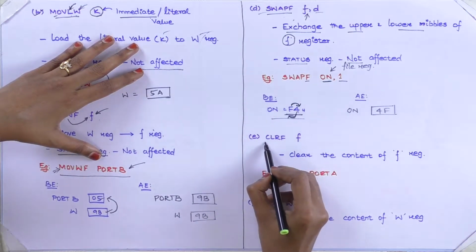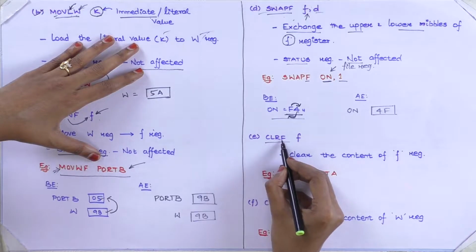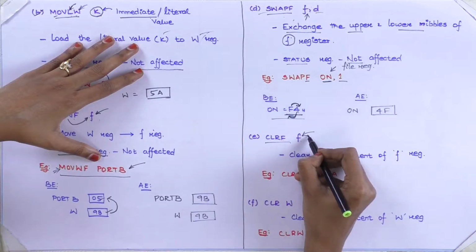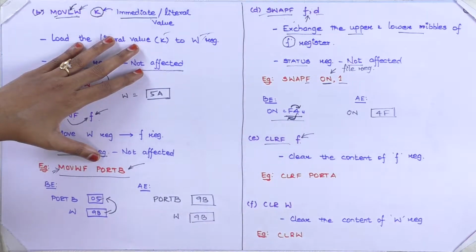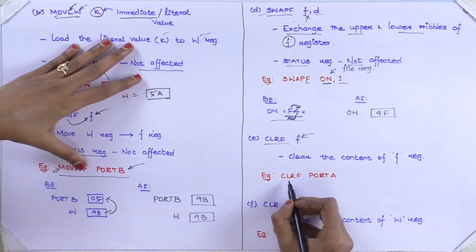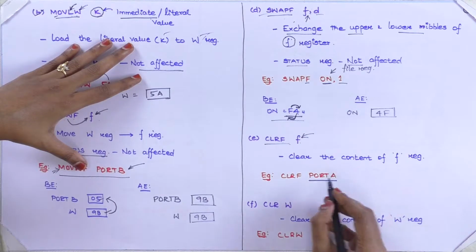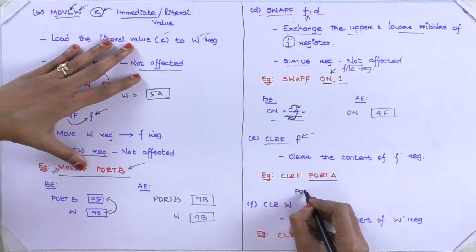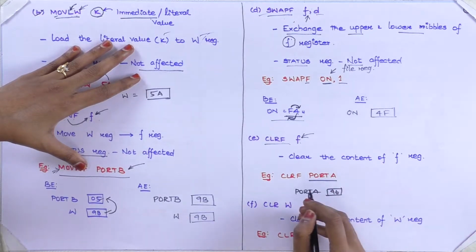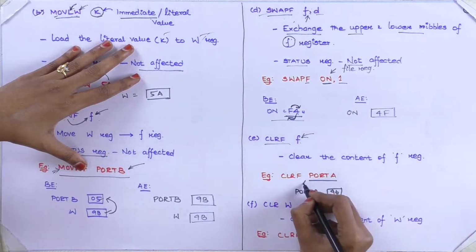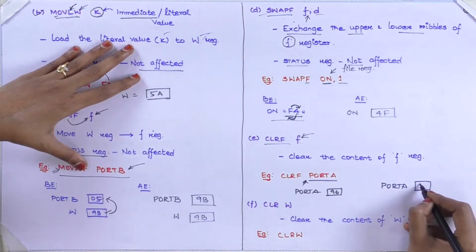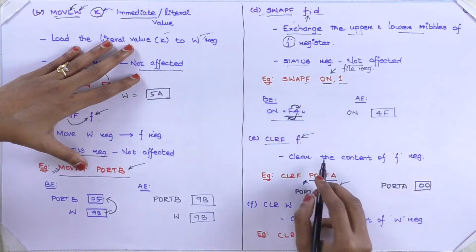And the next instruction is the clear instruction, CLRF. What this instruction does is clear the content of the F register. For example, I am taking the PORTA register, CLRF PORTA. If PORTA has the value 96 before executing, then when we execute this instruction, PORTA will have 00. So the content of this register will be cleared.